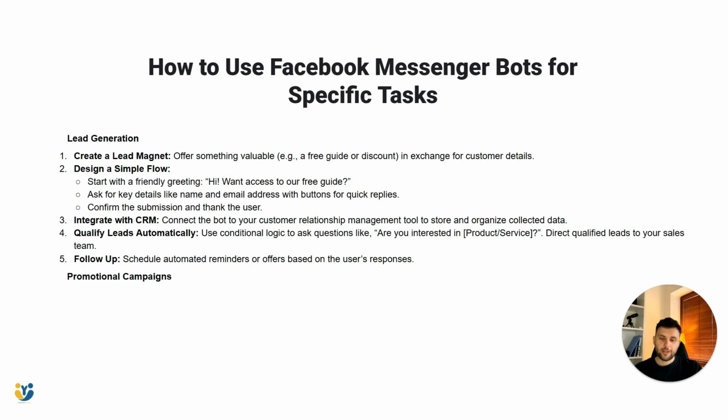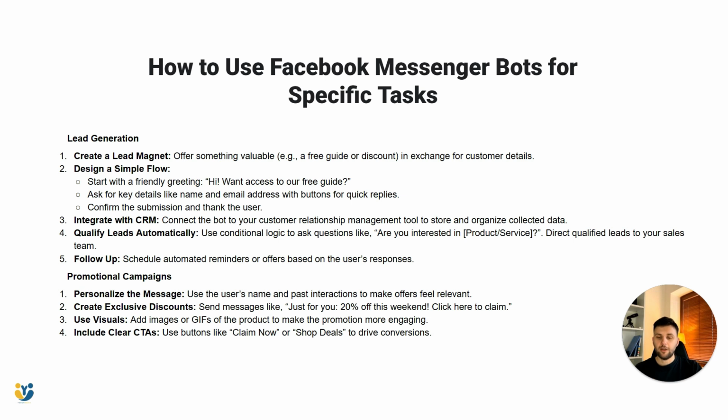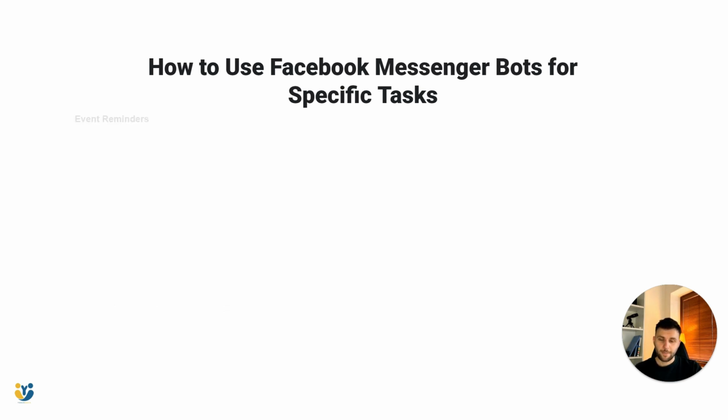Next up, promotional campaigns. First of all, personalize the message. Use the user's name and past interactions to make offers feel relevant. Next, you can create exclusive discounts. So send messages like, just for you, 20% off this weekend, click here to claim. Next, use visuals. Add images or GIFs of the product to make the promotion more engaging. Include clear calls to action and again track performance, right?